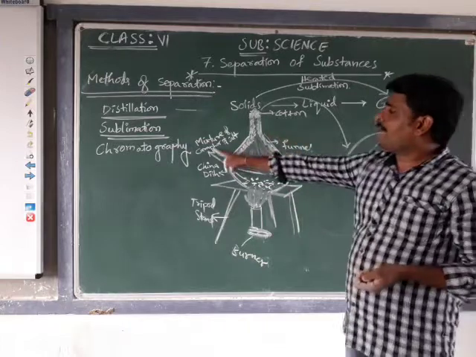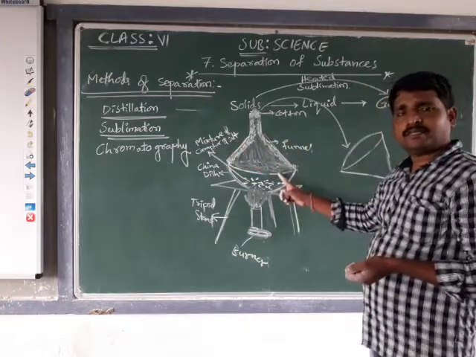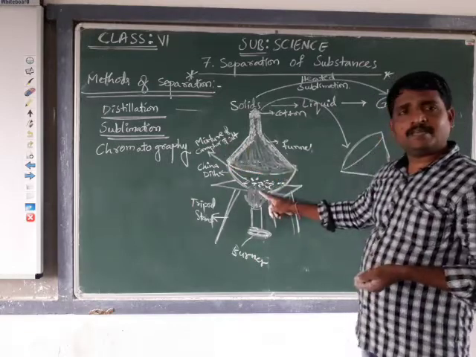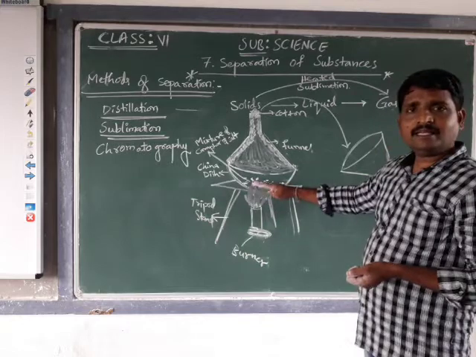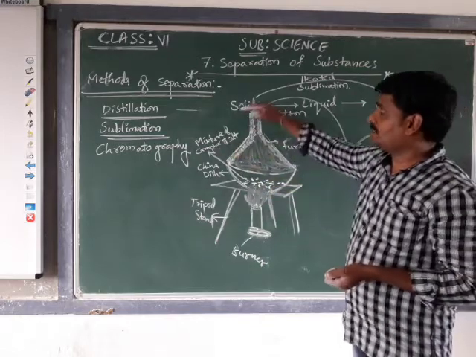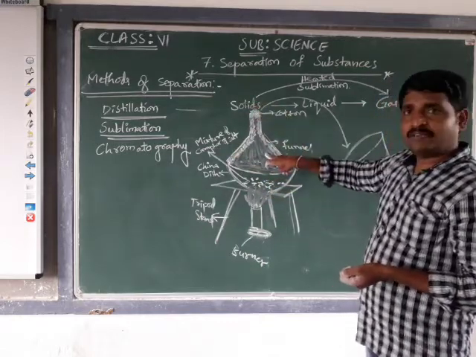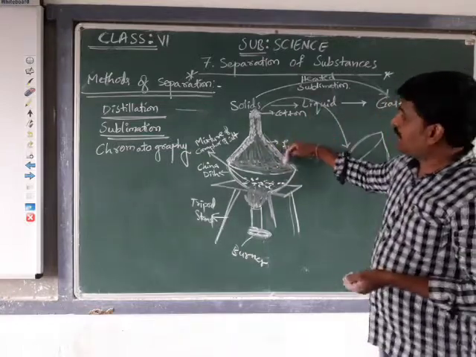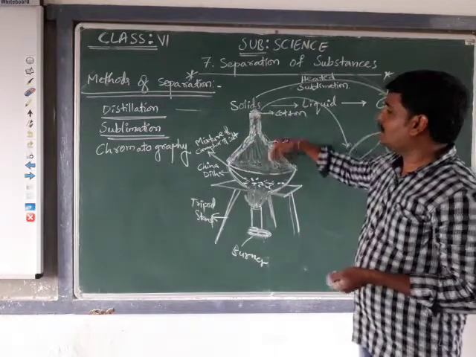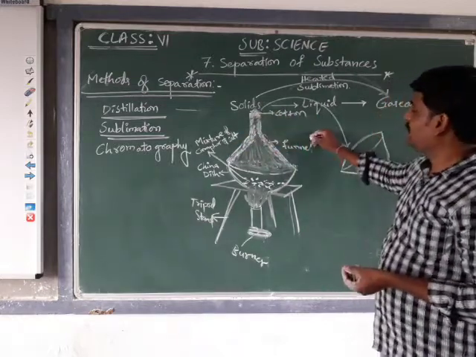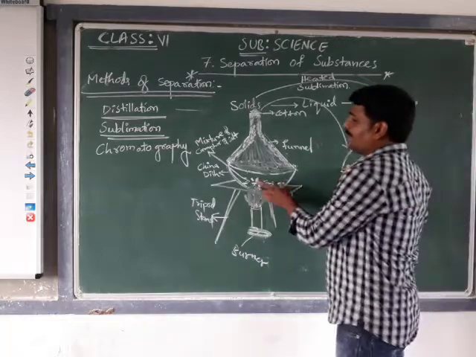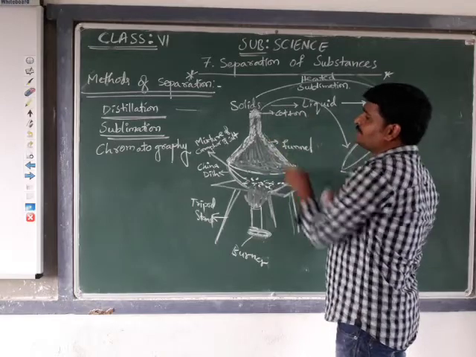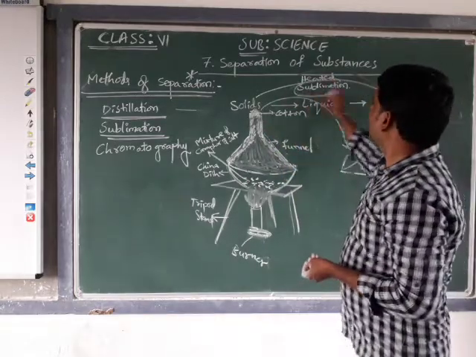To separate the camphor from the salt, we are going to use the sublimation process, where the mixture of camphor and salt is kept in the china dish. When we supply heat to the china dish, the camphor, which is in the solid form, is directly converted into the gaseous form, by skipping the liquid phase, and settles on the inner walls of the funnel. As we are separating the camphor from the salt by skipping the liquid phase, this process is called sublimation.